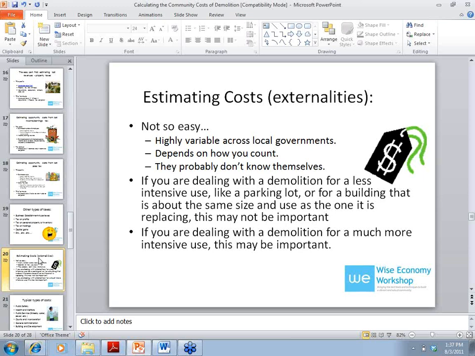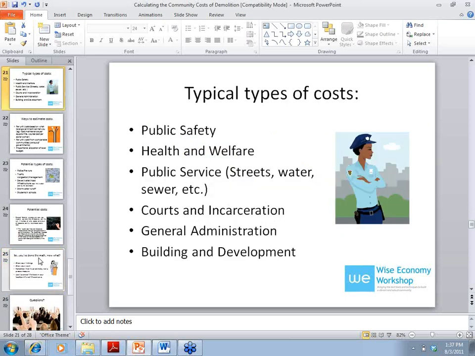So as I pointed out here, in the case of a demolition, it's not going to be that important, but if you are in a situation where the proposal is to replace an existing historic building with something much larger, a much more intensive use, then some of these cost arguments are more likely to become important. So we have a variety of typical types of costs. The kinds of costs that your local elected officials will care about include public safety, health and welfare, street maintenance, administration, and building and development.